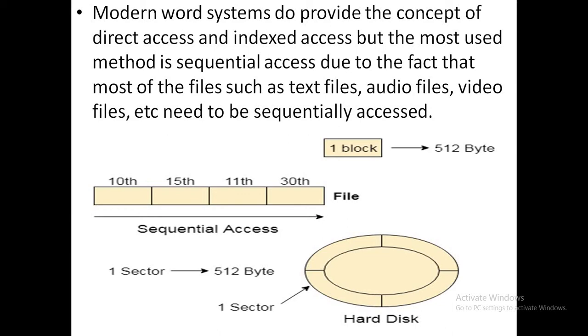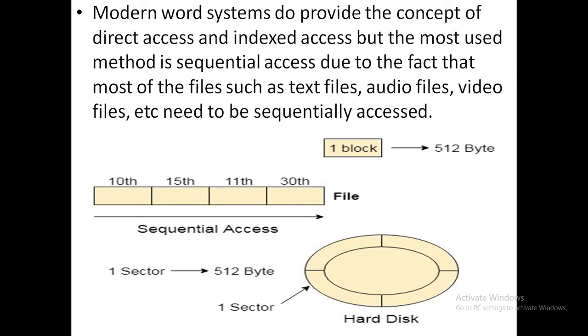Okay. This is the diagrammatic representation. This is the hard disk, and each and every part is known as a sector. One sector contains 512 bytes. So 512 bytes is also called one block, where the operating system moves sector-wise or block-wise from one block to another block while accessing the files in the hard disk storage mechanism. This is also the sequential file access mechanism.